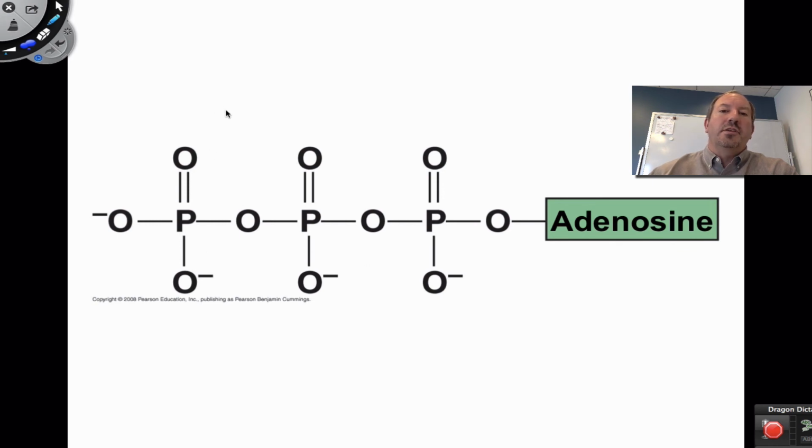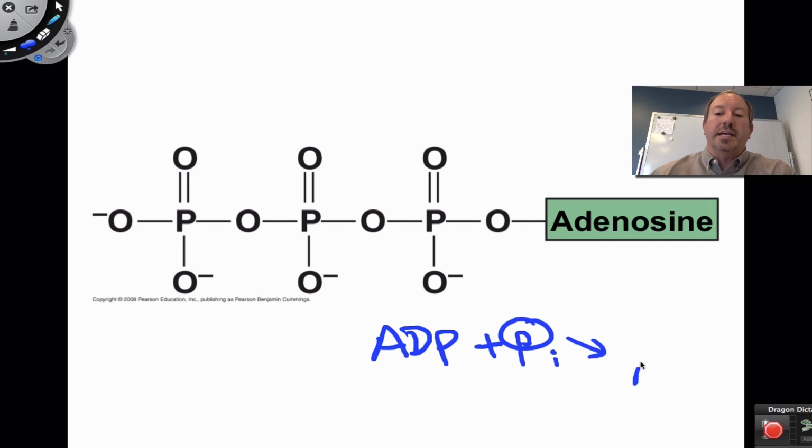And so, interestingly enough, it's very easy to hydrolyze with water to break this bond, and this is released. So you can go from ATP to ADP very easily. But it's not easy to go from ADP. Now, if you went from ADP, you needed to add a phosphate. Let's go with a little sub i for inorganic, meaning it's not connected to an organic molecule. So ADP plus a phosphate equals ATP.